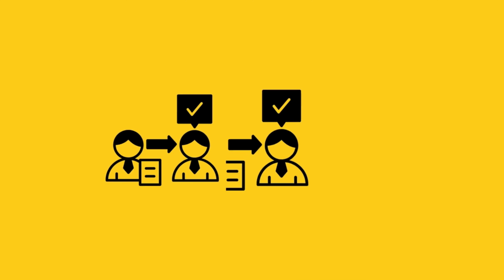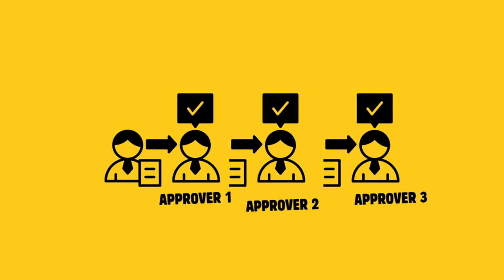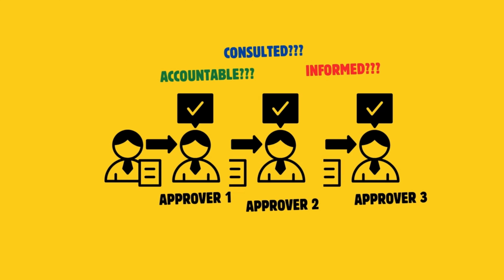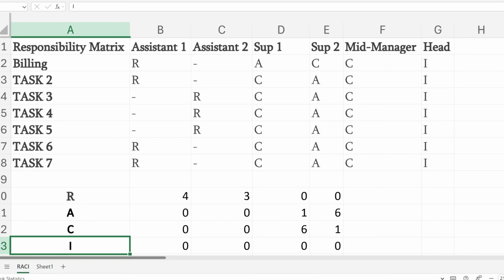The same applies if there are too many I's or informed roles. While transparency is important, excessive notifications can create unnecessary communication load for the team. Another important thing to check is whether a task has no R or no A assigned.